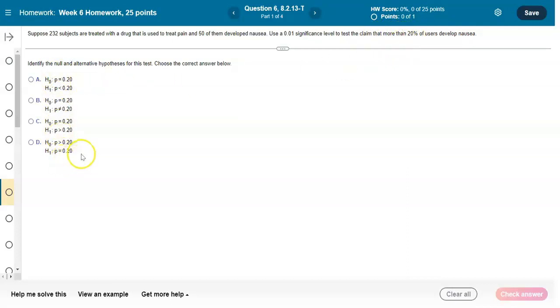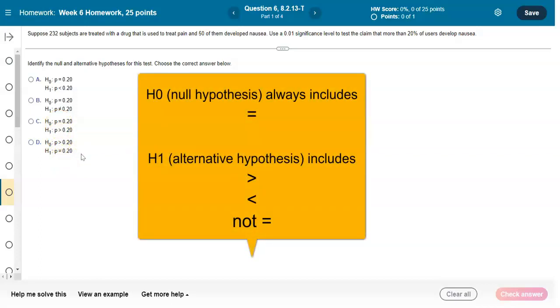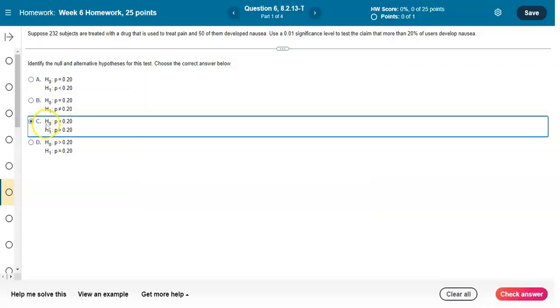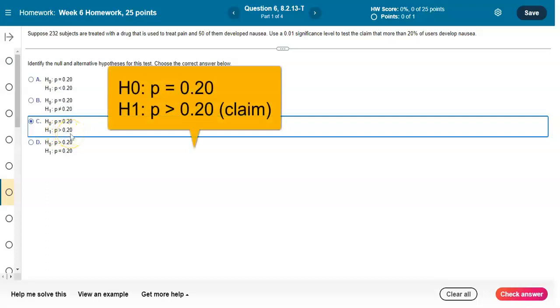When we come here to our options, we have to remember that H0, the null hypothesis, always has an equal sign in it, always. So I already know that letter D is not the answer, because even though I see that greater than sign, it's in the wrong place. The null hypothesis always has an equal sign in it. So the correct answer should be letter C, because the null hypothesis has an equal sign in it and says that P, the proportion, is equal to 20%, 0.2, and the alternative hypothesis has the claim we were looking for, that P is greater than 0.2 or 20%. And in this case, the alternative hypothesis is the one that is holding our claim.